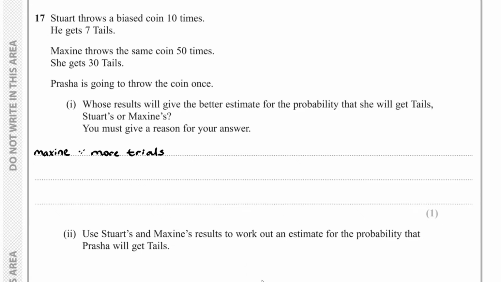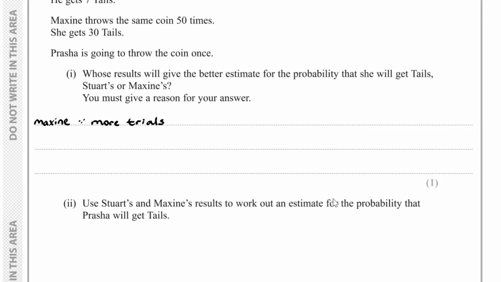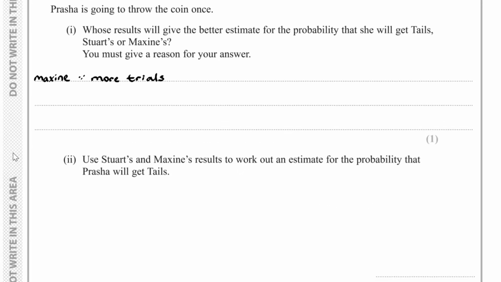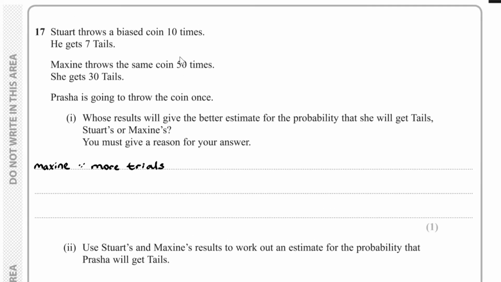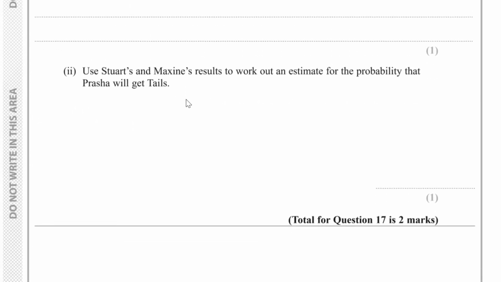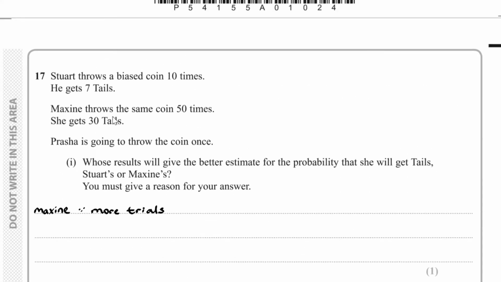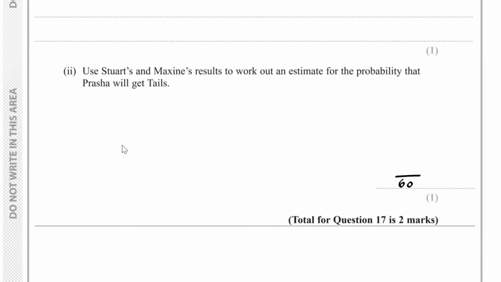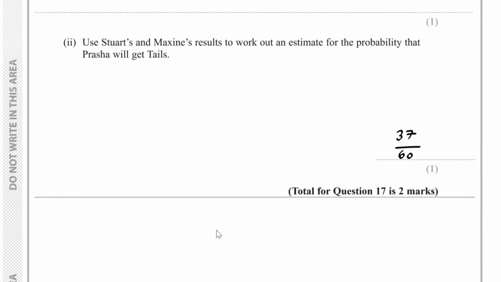And now for the next part, we have to use Stuart's and Maxine's results to work out an estimate for the probability that Prasha will get tails. Well, we have to just add these together. If we use these results, 10 plus 50, that's 60, so the probability will be out of 60. And of those 60, the number of tails we get, 7 plus 30, that's 37. So our probability is 37 out of 60.